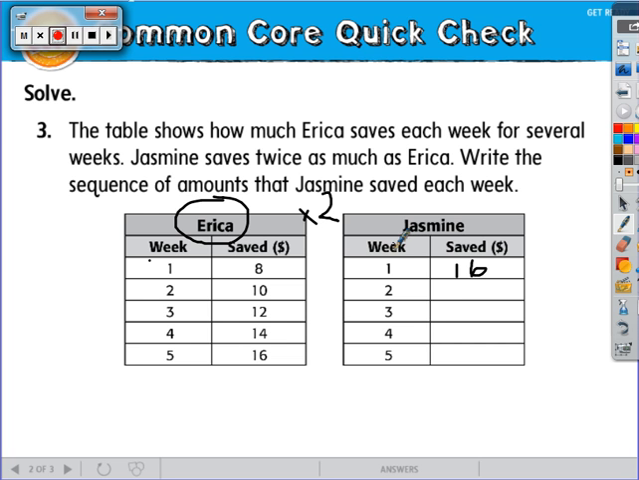Okay. So in week 1, she saved 18. In week 2, she saves 20. In week 3, she saves 24. Week 4, she saves. And in week 5, she saves 32. Good. So we're showing relationships.